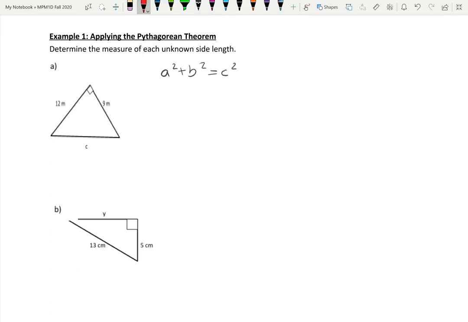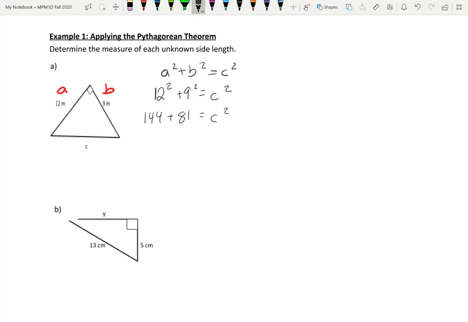Okay, so again, it doesn't matter which side is a or b. So I'm just going to go ahead and label it like so. And now I'm going to plug in what I know. So I know that a has a value of 12. Okay, and I know that b has a value of 9. So I'm going to simplify 12 squared, 144. And I'm going to simplify 9 squared, 81.